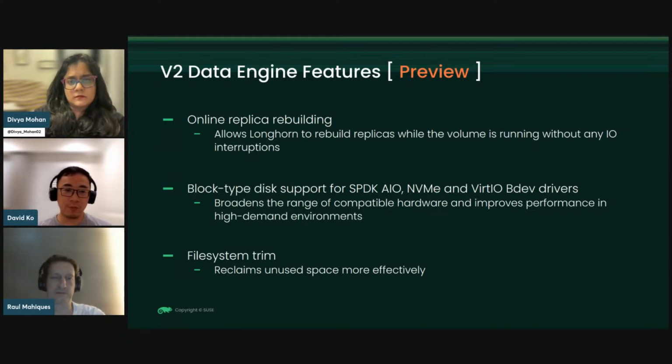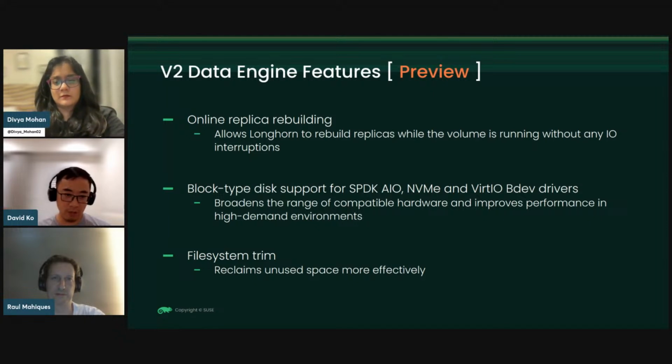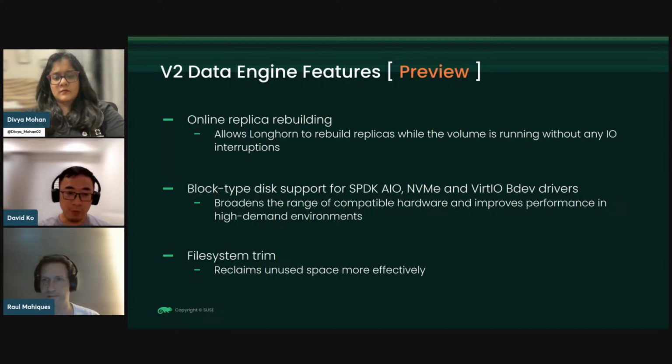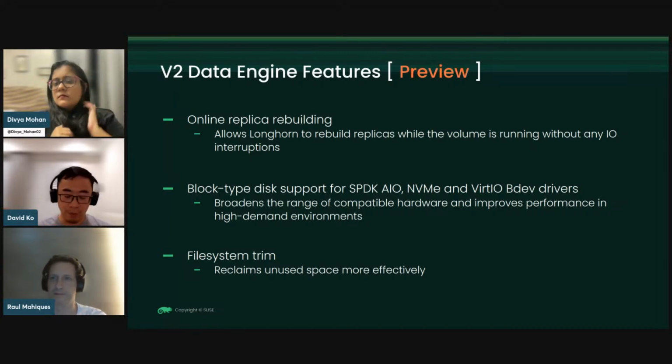So in 1.7, the first thing I want to highlight is the V2 data engine. We try to add more of the features we have in V1 into V2, so I call it feature parity. In 1.7, we have online replica rebuilding. In the previous version 1.6, we only had offline replica rebuilding, which only happens when you detach the volume and reattach it again. Before reattaching, we do the offline rebuilding to make sure the replica is ready and to allow you to attach your volume.